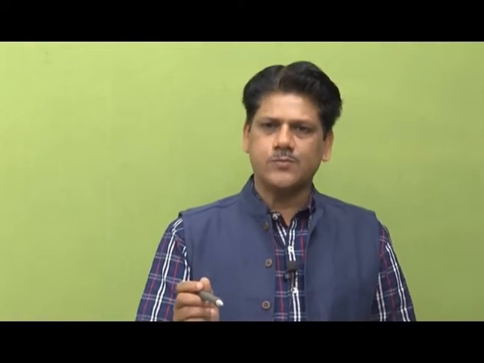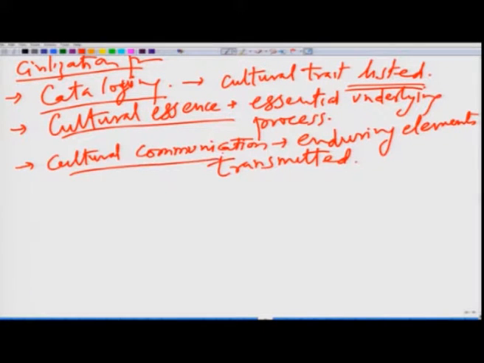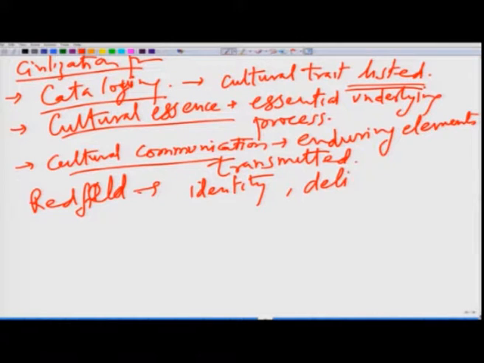So, cataloging is an important aspect. We have the cultural essence, and we have cultural communication. If we develop those things, then it will definitely lead to the formation of the civilizational perspective. Like what a civilization must be, and here Robert Redfield says that it has an identity and also a delimitation. So a culture has its own identity as well as its own delimitation in terms of scope and issue, and it has the notion of unity and a specific form. These are the different aspects of a specific civilization.